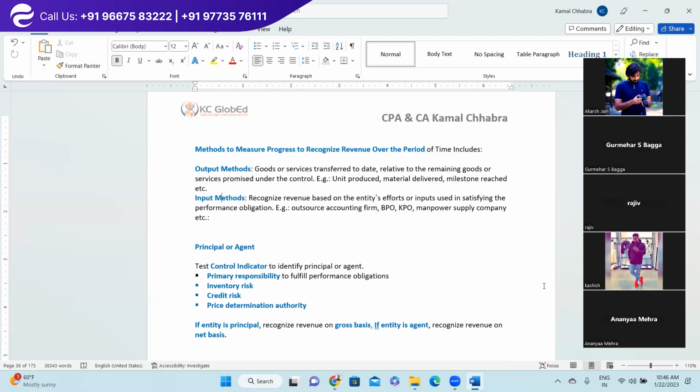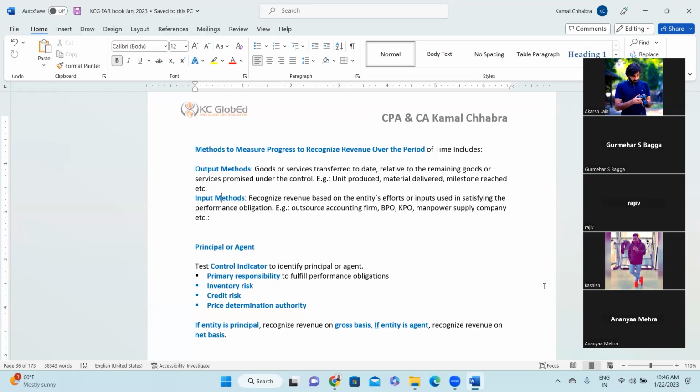Output is something we are producing, and we quantify that. Input is the effort we have invested in order to deliver that service or product. These are the two categories. Rajiv sir, Kashish, Ananya, would you like to add anything to what Gurmehar or Ayush said?